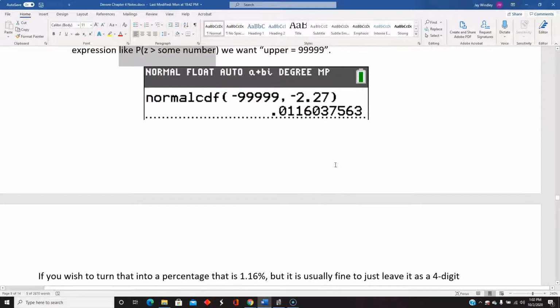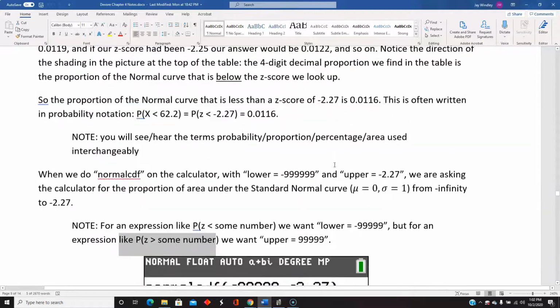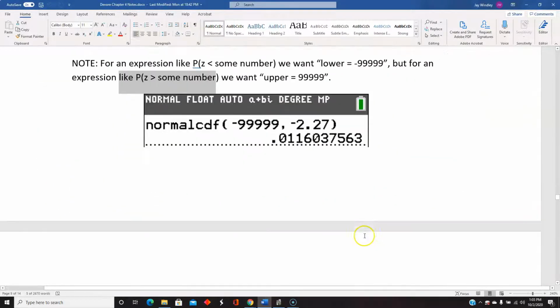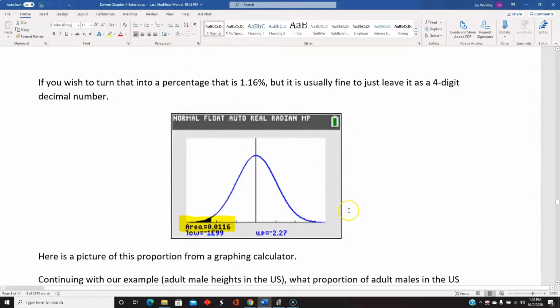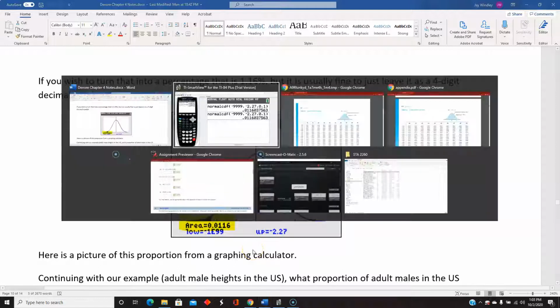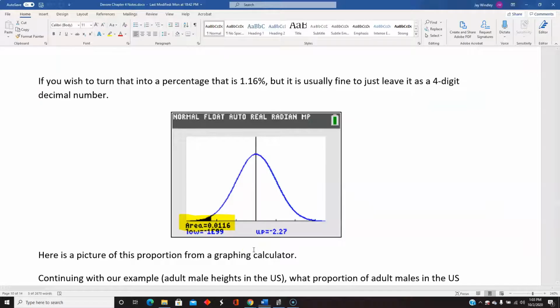Okay, and I usually leave that as a 4-digit decimal number just because for many, many decades, we've been used to 4-digit decimal numbers off of this table. If you want to change that to a percent and say 1.16%, that's fine. Another little cool thing on the calculator is you can set up the calculator to draw this probability or this proportion or this area.